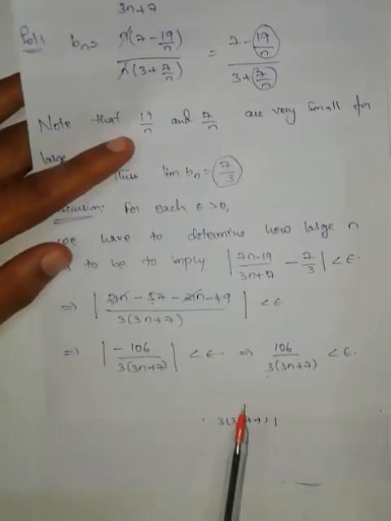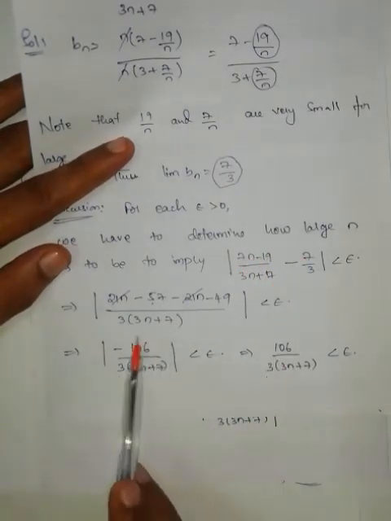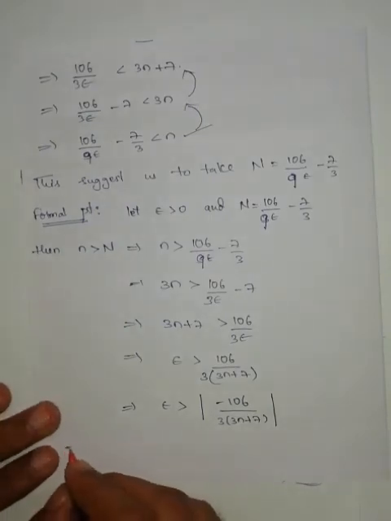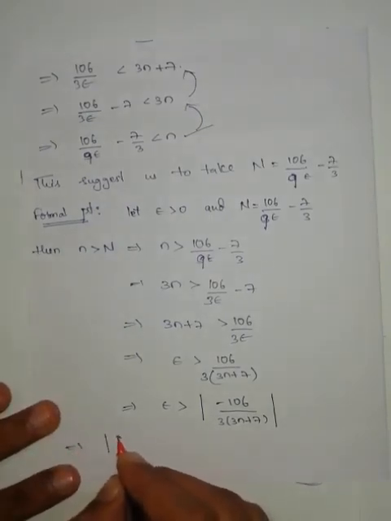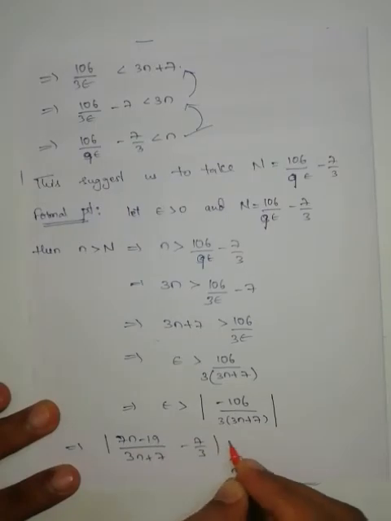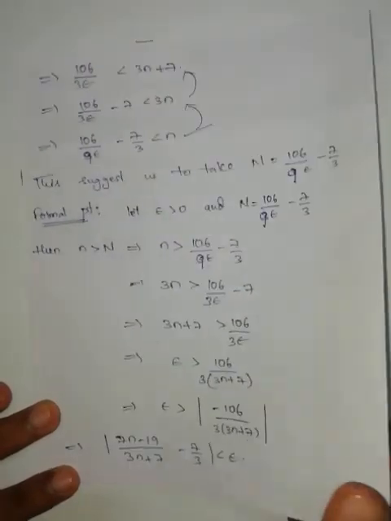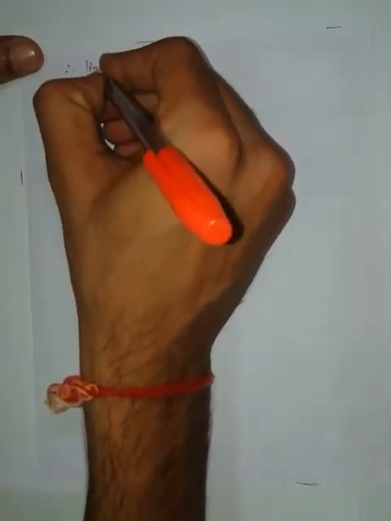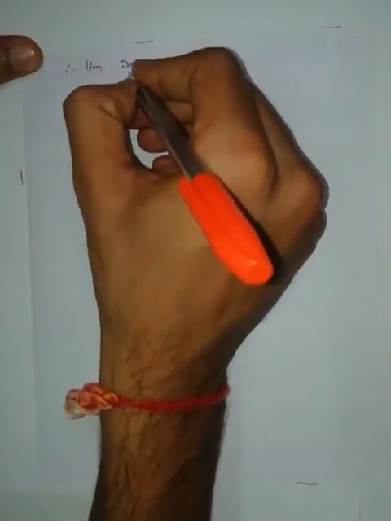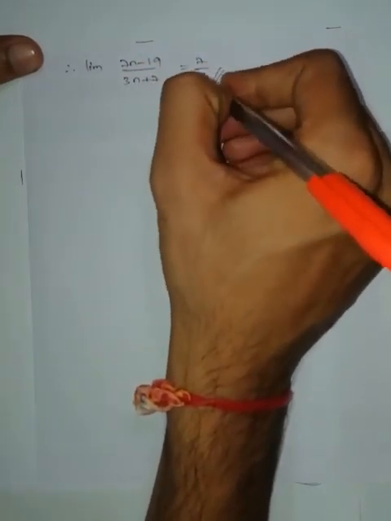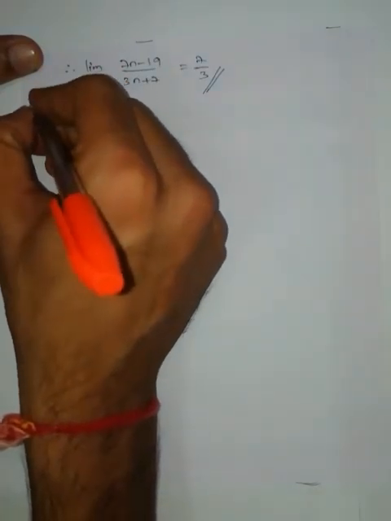Now therefore when I simplified this one, I got this one. Again I can write this step. This implies modulus of (7n minus 19) by (3n plus 7) minus 7 by 3 is less than epsilon. Therefore limit of (7n minus 19) by (3n plus 7) is equal to 7 by 3. Similarly do this one as a homework.